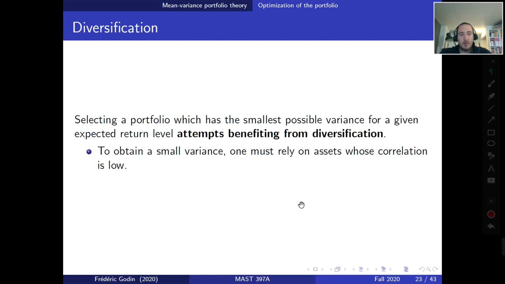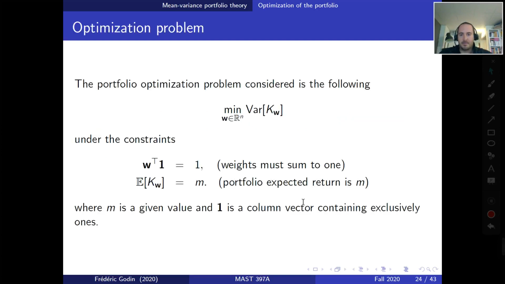So to do that, we should rely on assets whose correlations are either low or negative, because movements of one must be able to compensate the movements of the price of other assets. So this is intuitive. We must rely on diversification, but now we're going to see next how to optimally diversify so as to minimize risk, yes, but still retain our target profitability.